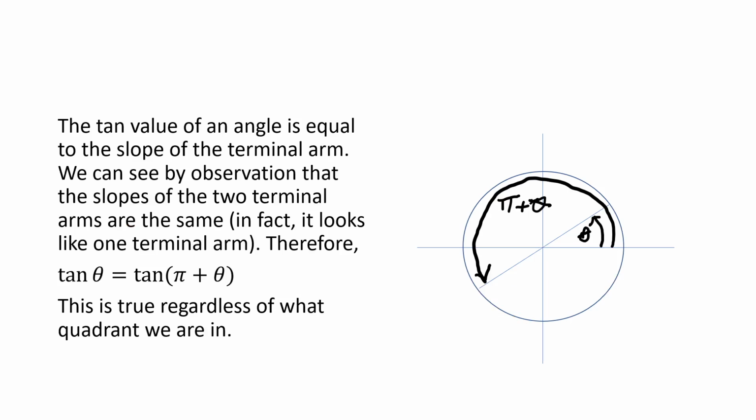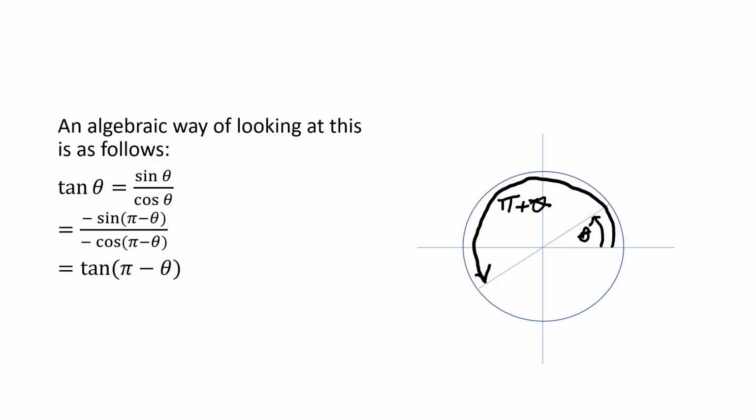Now, look at the terminal arms. They actually have equal slopes. The slope of this right here, that terminal arm, is equal to the slope of that terminal arm. So we can say the tan of theta is equal to the tan of pi plus theta. It'll be true regardless of what quadrant we're in. If we don't like looking at that graphically, we can still look at it algebraically.